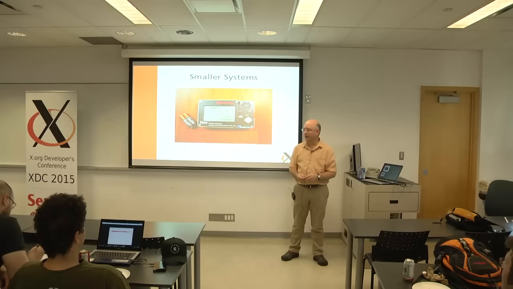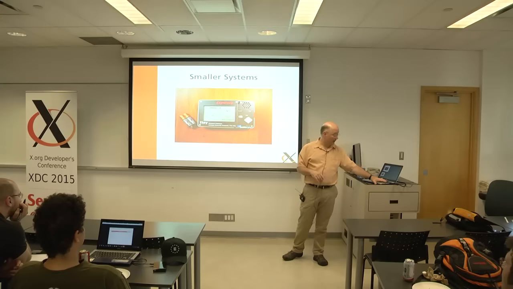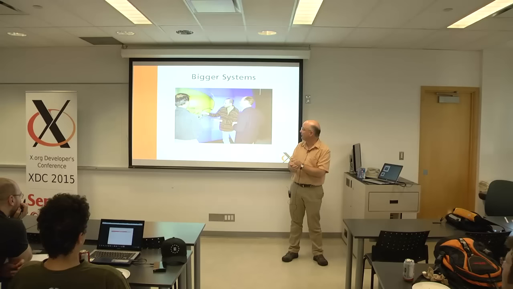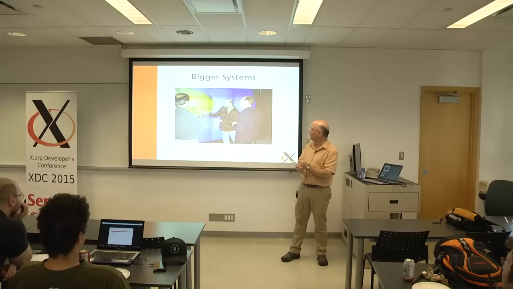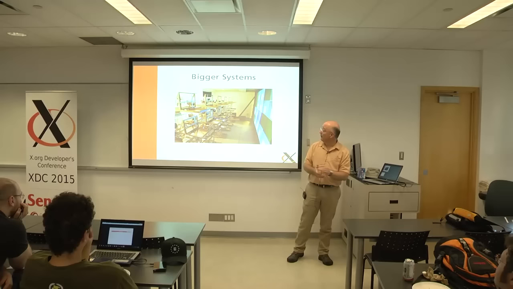So this is, you know, early makerdom. The other thing that X got ported to in this era was bigger systems. So this is a wall sized computer with a gigapixel in like 2002. Something like that. So that's the front of it. Here's what it looks like from the back.